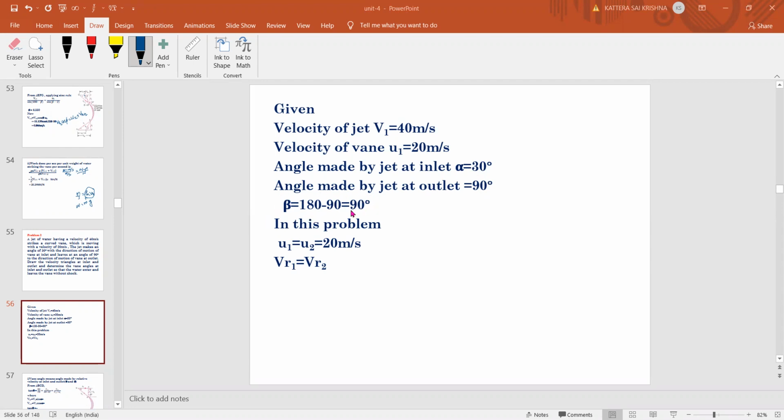At that time, we need to remember the VW2 term will be equal to 0 and the V2 line will be vertical. So we don't have any VF2. V2 and VF2 will coincide. Okay, remember that. So again, same conditions in these problems: U1 and U2 equal to 20, VR1 equal to VR2. Okay, copy this.